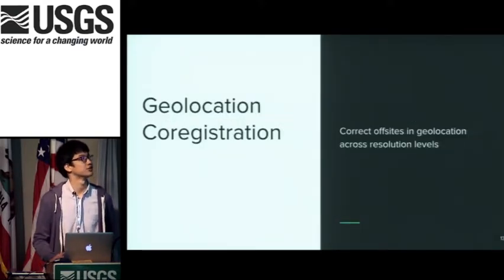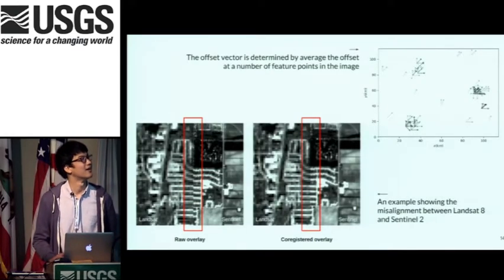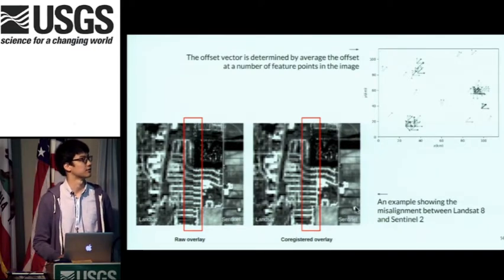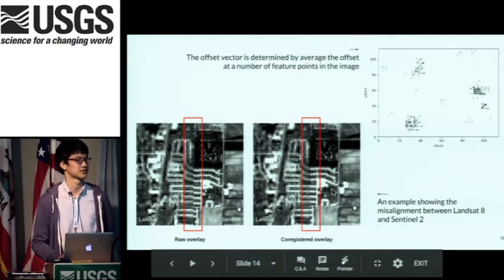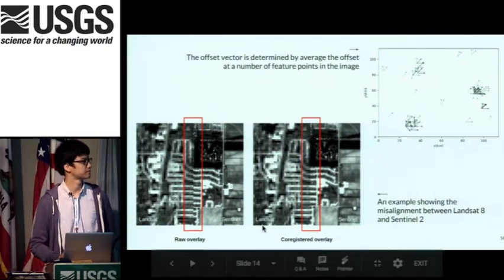Another topic would be geolocation co-registration. It's probably the most boring one. We just take a bunch of tie points or feature points and figure out a global shift pattern. And we do that across resolution levels. So on the right, you can see we have a 30 meter Landsat image on the left and a 10 meter Sentinel-2 image on the right, and they are perfectly aligned, whereas in the raw images, for the streets here, there is a mismatch.